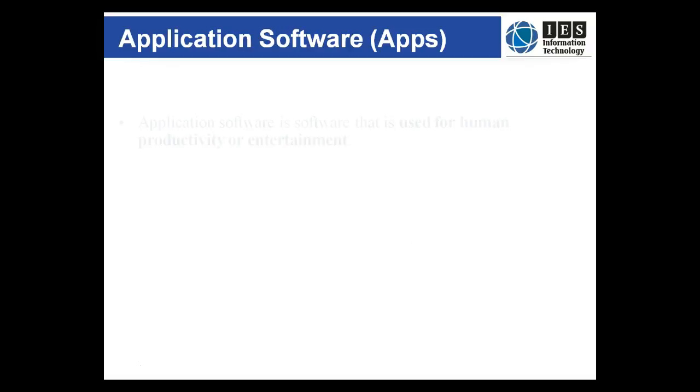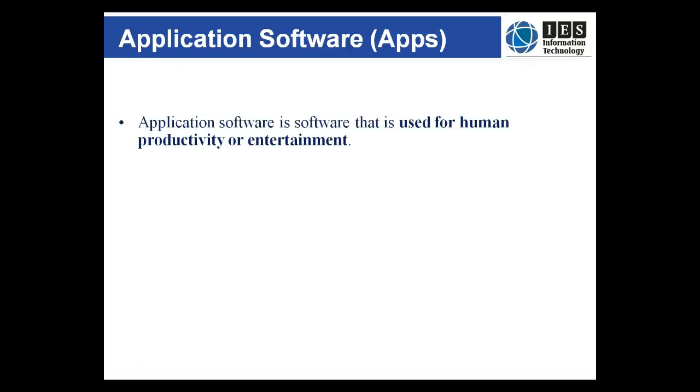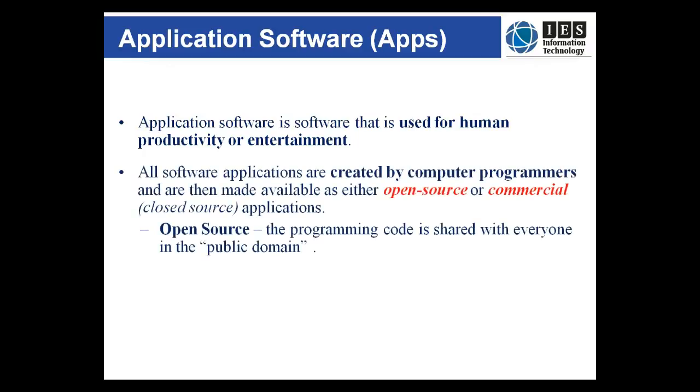Application software is software that is used for human productivity or entertainment. Applications are usually created by computer programmers or teams of programmers. Software in general is either proprietary or commercial, where the source code used to create the applications is kept secret, or open source software, where, as the name suggests, the source code used to create the application is freely available to those who want to view it.